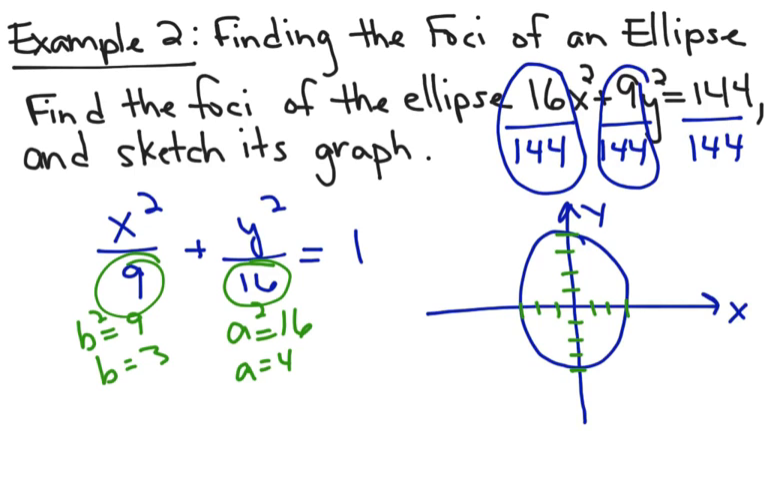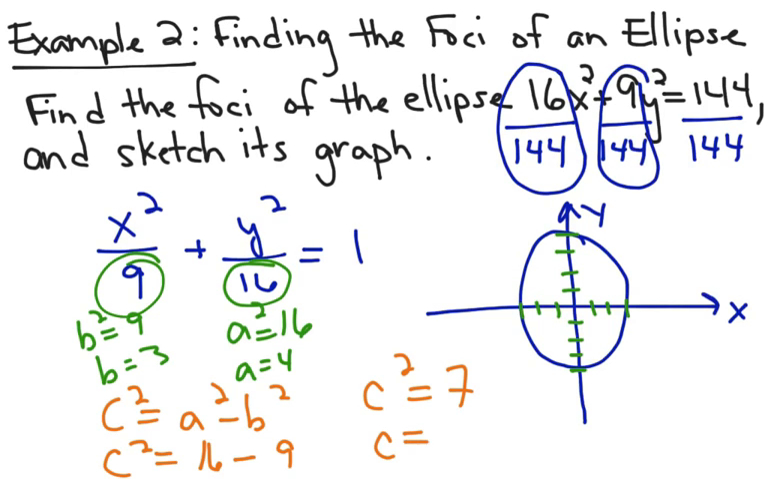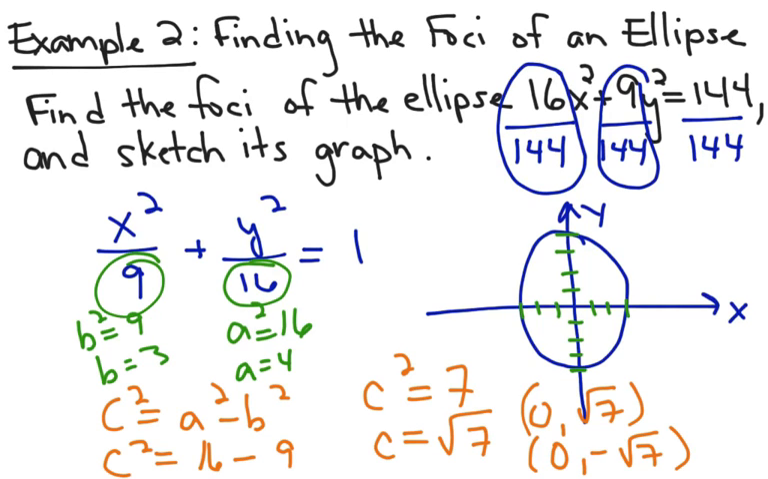Well, I need to find the foci. Remember that we find the foci by doing c squared is equal to a squared minus b squared. So c squared must equal 16 minus 9. And 16 minus 9 is 7. So c must be the square root of 7. So the foci are at 0, comma, square root of 7 and 0, comma, negative square root of 7. Which is somewhere in here.